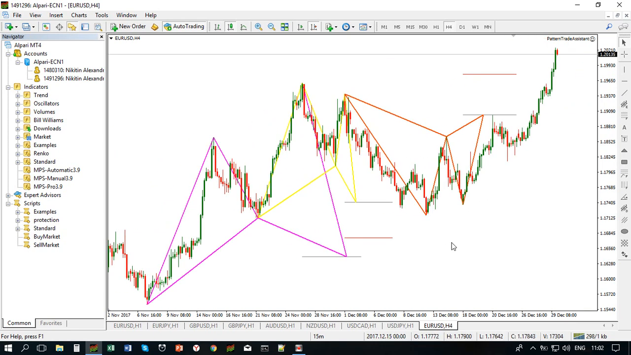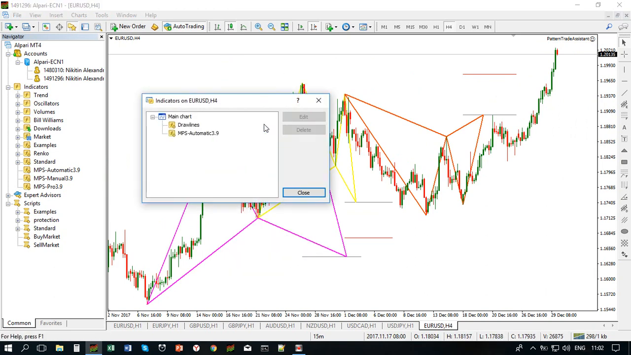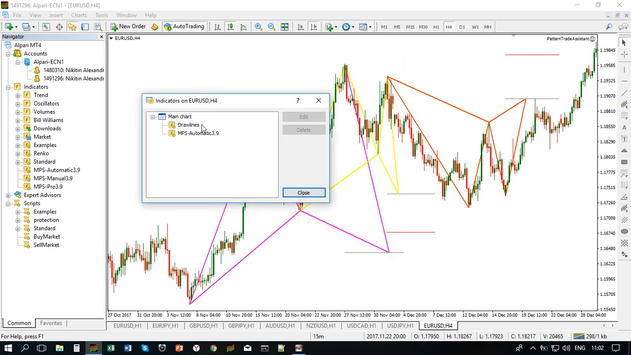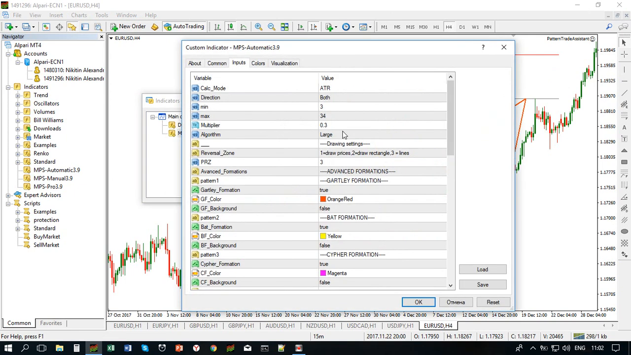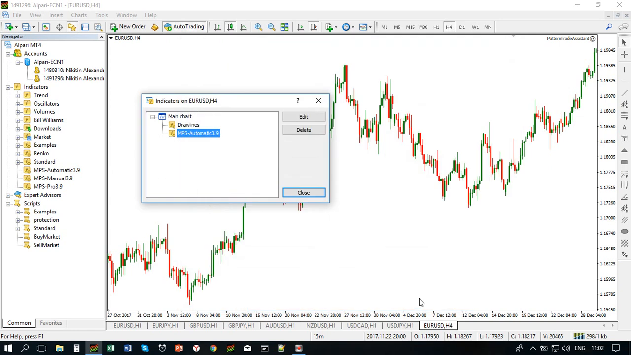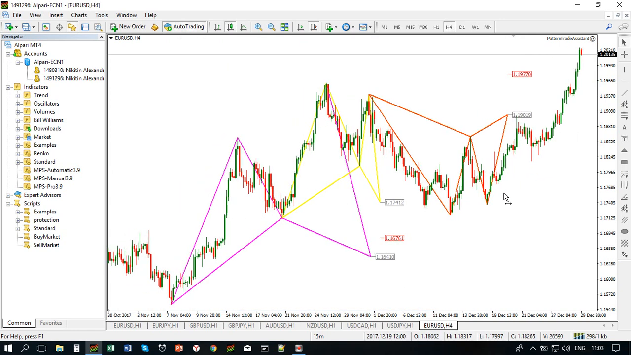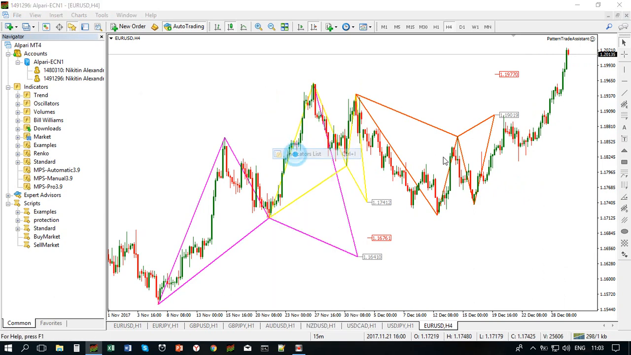Okay, now let's go further. That's all about the automatic functions. It draws patterns automatically. As you can see, it doesn't care if the pattern completes or not. Let me first draw the prices. I will demonstrate it to you. And instead of lines, you have prices. It may be a bit more comfortable for you to set the trades.